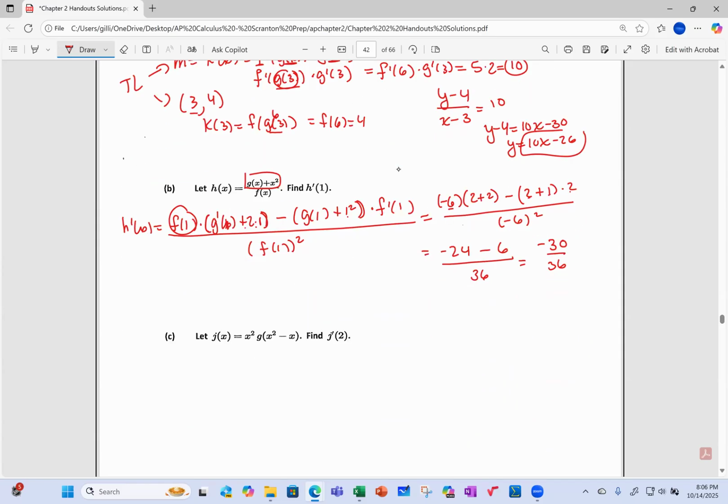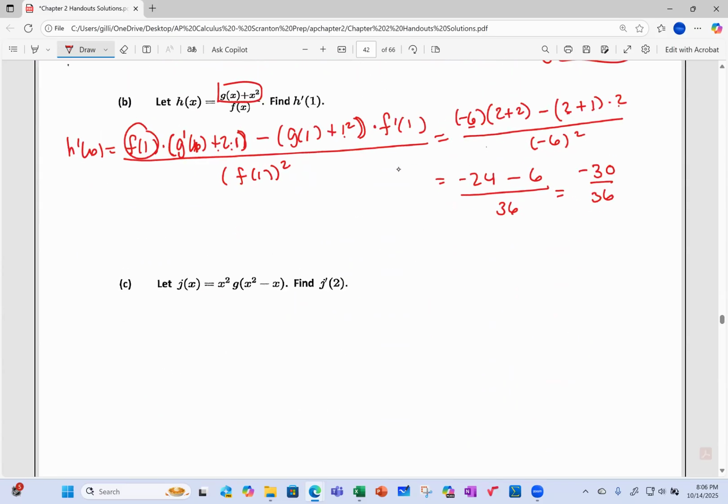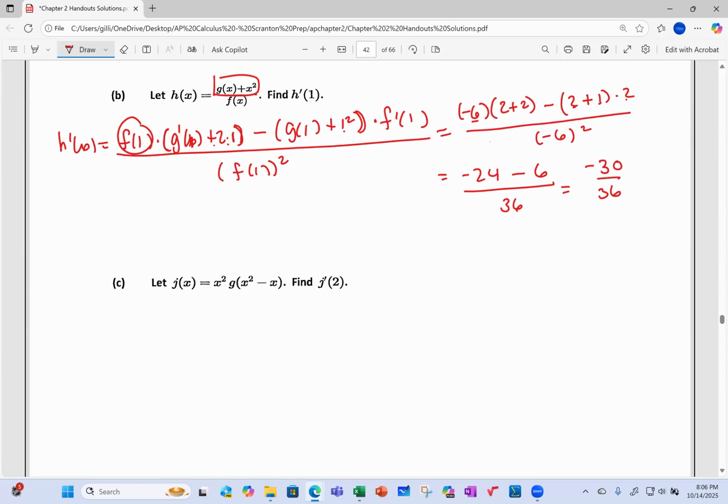Okay. This down here, is it a quotient? No. Is it a product? Yes. I'm not going to do algebra first.